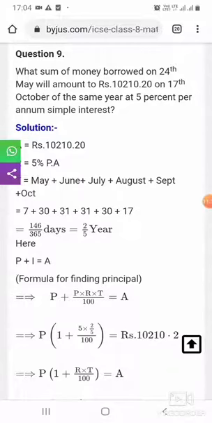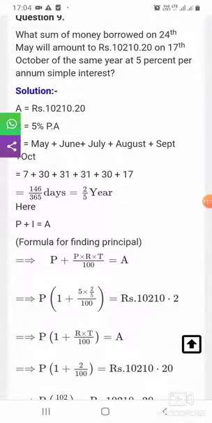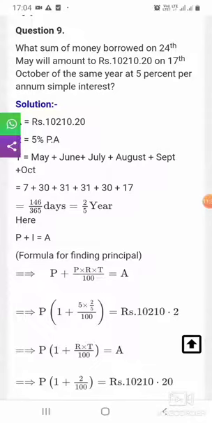You can see here the time period: May, plus June total month, July, August, September, up to October. How many days? 17th October, so you should add only 17 days in October. So 7 days in May, 30 days in June, 31 days in July, 31 days in August, 30 days in September, and 17 days in October. So the total time is 146 days.